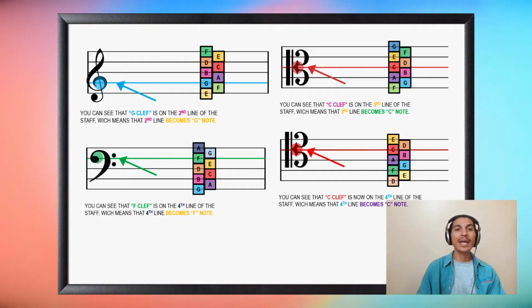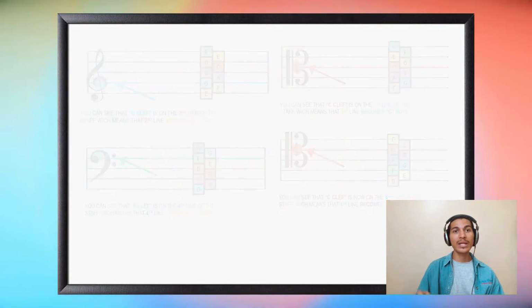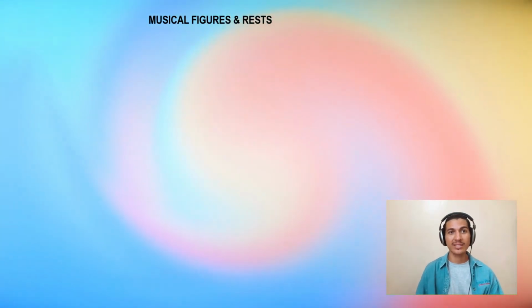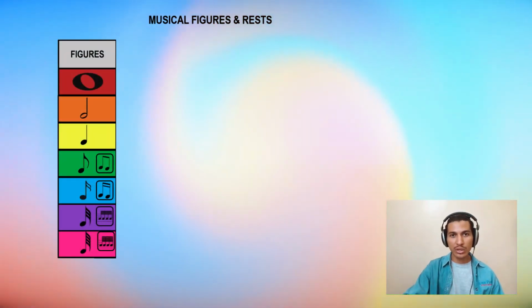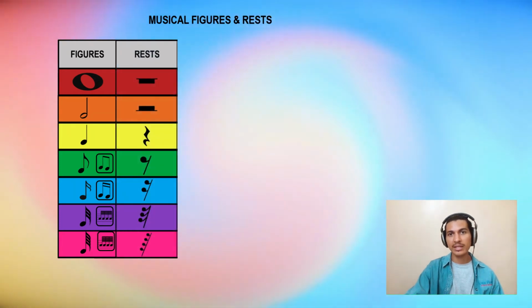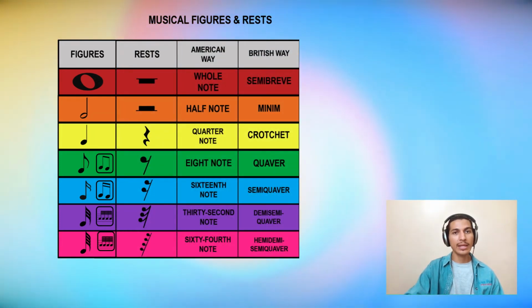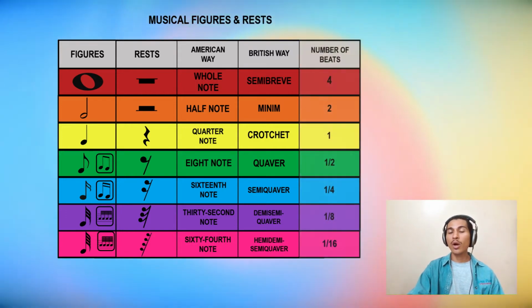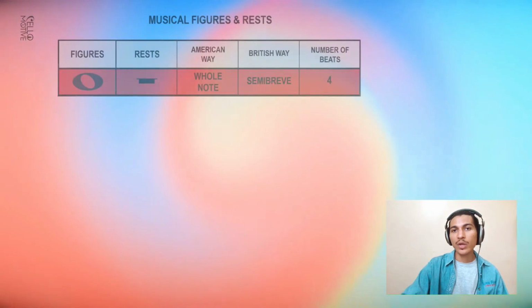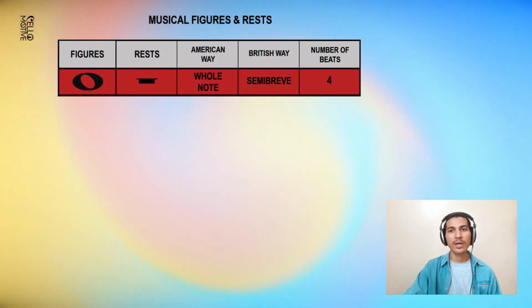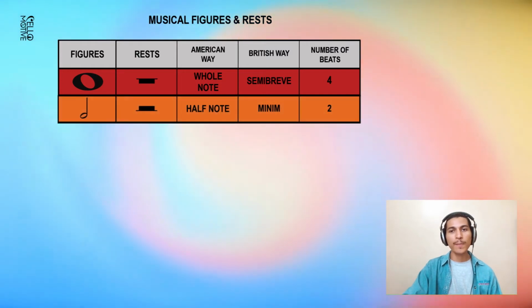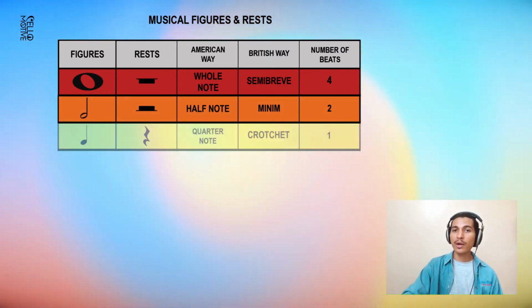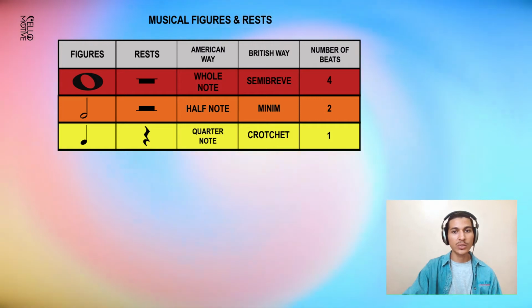Okay, so knowing the name of the notes and how to find them on the staff, the next step will be knowing the musical figures and rests. You have the figure symbols here, the symbols of the rests, the name in American and the British way, whichever is good, and the number of beats. Okay, so we have the whole note or semibreve is 4 beats, the half note or minim is 2 beats, the quarter note or crotchet is 1 beat.